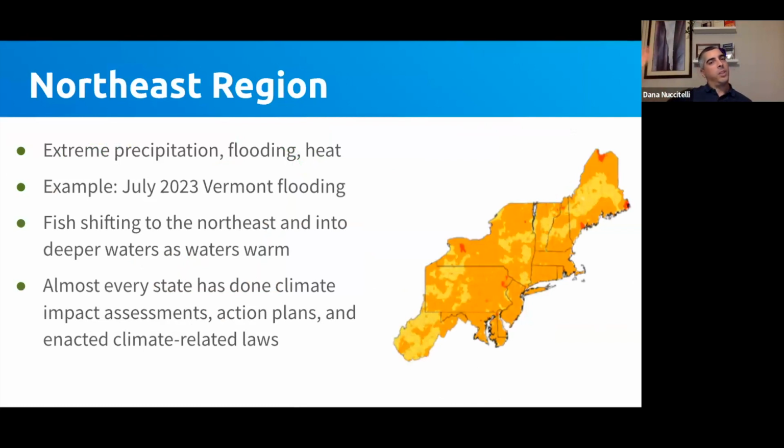So let's shift up to the north now, into the northeast, where here water is the main issue, extreme precipitation and flooding especially, also extreme heat. A good example we saw just this July, this summer, where we got the intense precipitation in Vermont and New York and caused a lot of damaging flooding there. There's also issues off the coast with the marine ecosystems warming. And as a result, fish are kind of shifting to the northeast and also to deeper waters to adjust to the ocean warming.